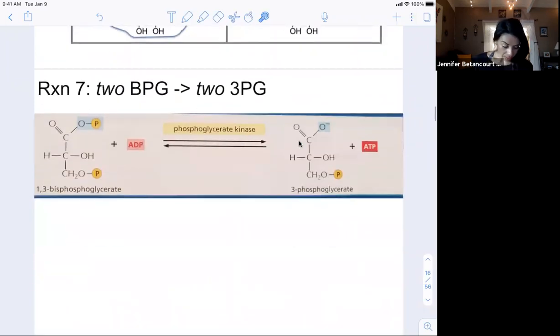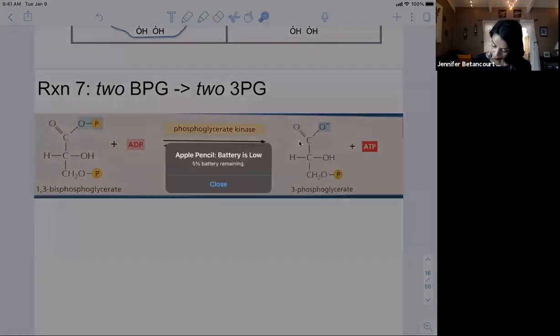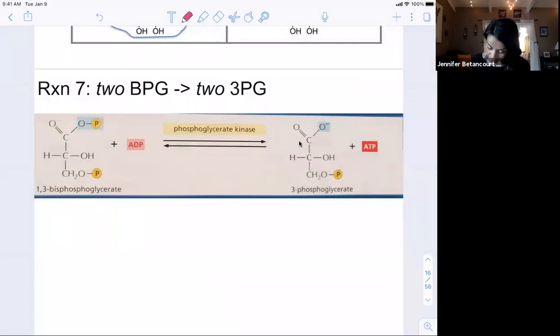Okay, reaction 7. Let's look at the part in blue. This is what's going to be changing, and it's catalyzed by phosphoglycerate kinase. Anytime you see the word kinase, you know that it is going to be some kind of phosphorylation event. So let's see what happens.